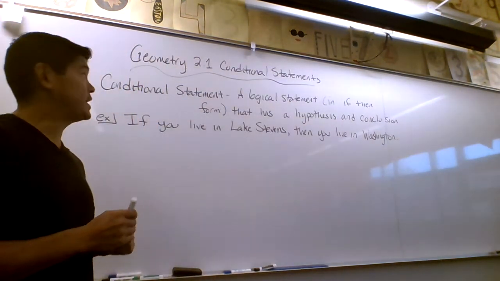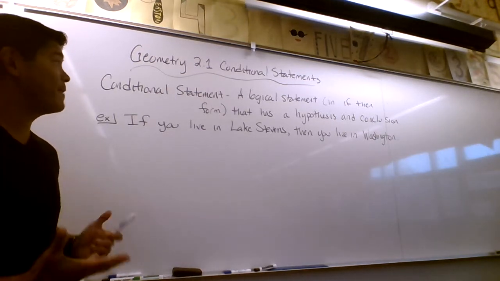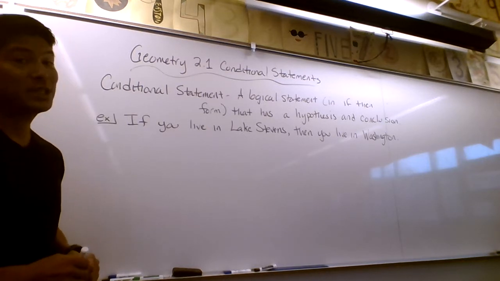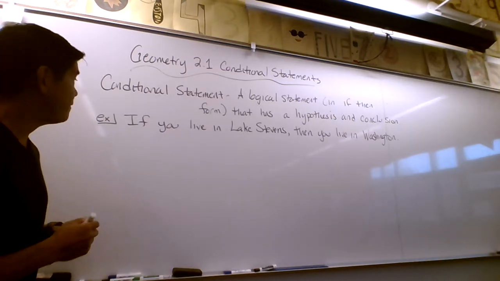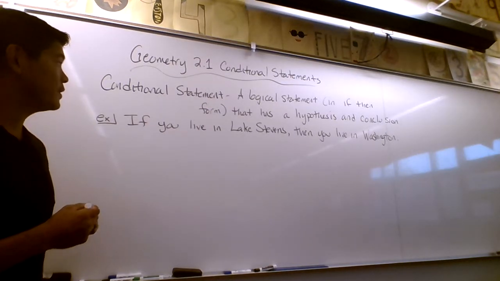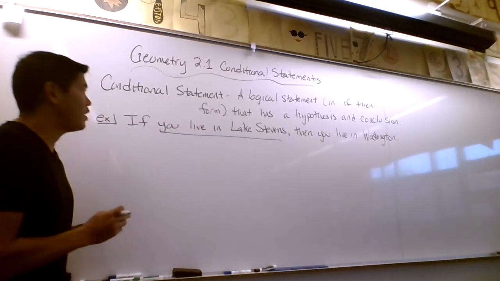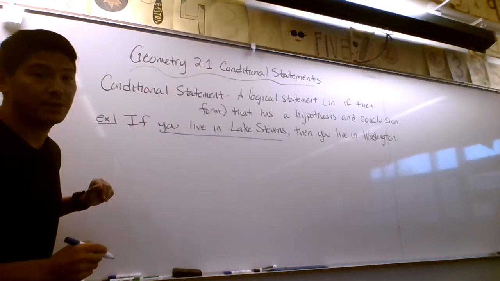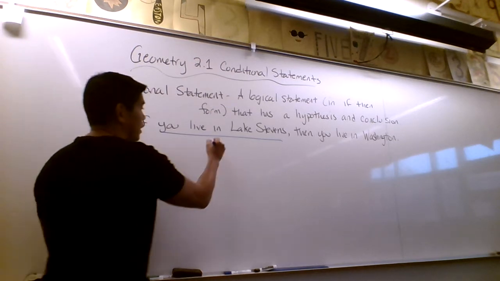2.1 Conditional statements. A conditional statement is a logical statement in if-then form that has both a hypothesis and a conclusion. So here's where I said geometry has a lot of writing. This is an example of a conditional statement. It's in if-then form, has an if and a then, and whatever follows the if is the hypothesis. In this case, the hypothesis is just you live in Lake Stevens, not if you live in Lake Stevens. So the hypothesis is whatever follows if, basically before the comma.